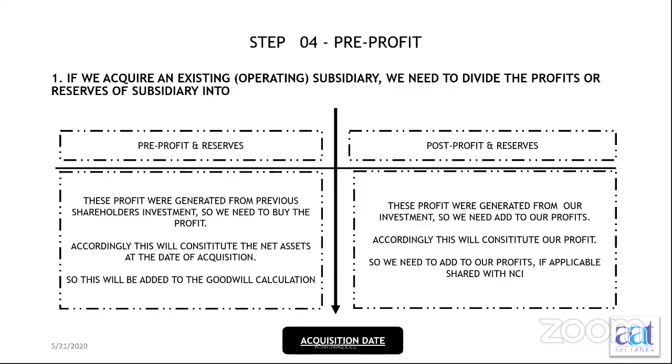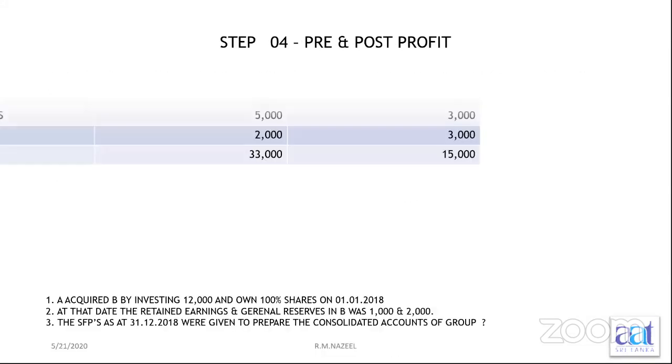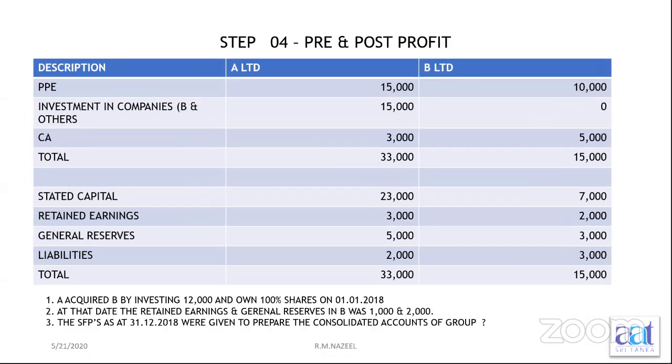So accordingly, I have given the same question, right? So maintain the consistency. I have given the PPE, investments, current asset, stated capital, retained earning. Now you can see the subsidiary had a retained earning of 2,000. Up to now we had zero balance. Now the subsidiary had a retained earning of 2,000.